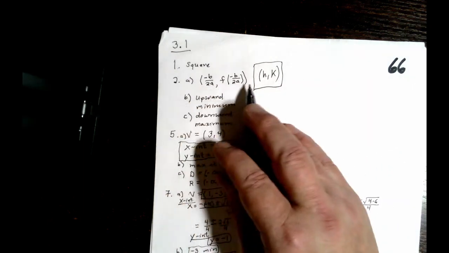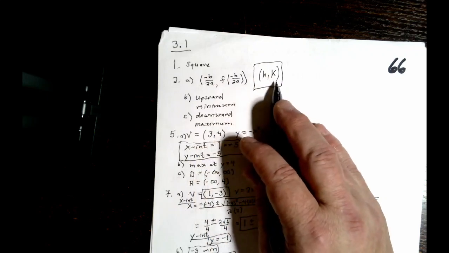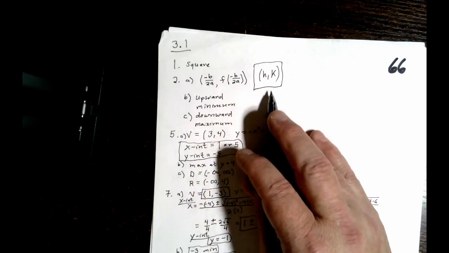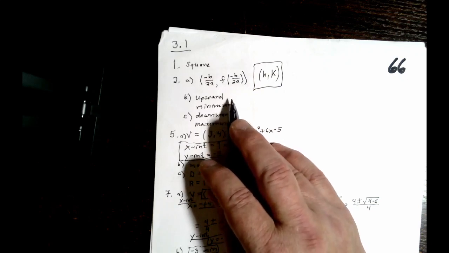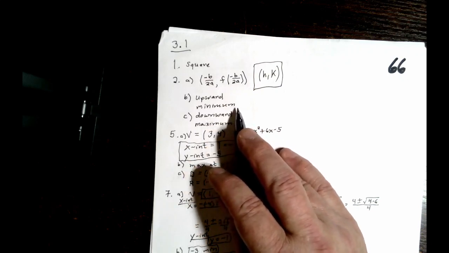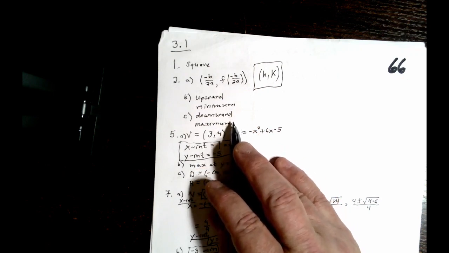Number 2, the quadratic function is in vertex form. The graph of the function is a parabola with vertex (h, k), or negative b over 2a, f of negative b over 2a. They probably wanted that one, (h, k). Part B, if a is positive, then the graph opens upward and it has a minimum. If a is negative, it opens downward and it has a maximum.